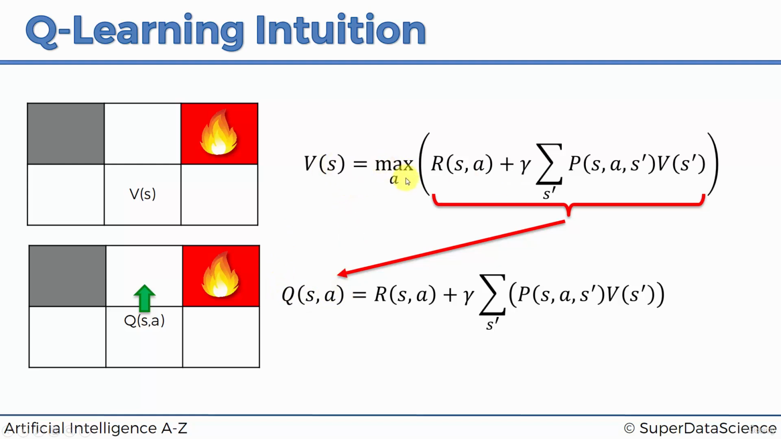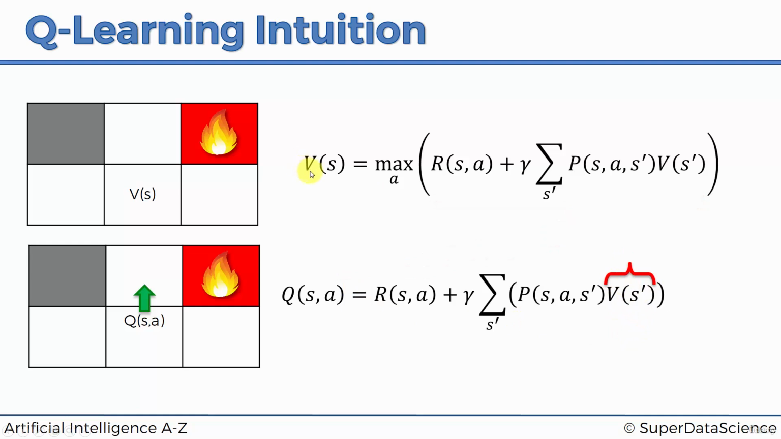V of S is the maximum across all actions of Q of S and A. You can see it right here. So this part is identical to this part. And then we're going to leverage that, and we're going to replace this bit with V at S from here, but not this exact formula.